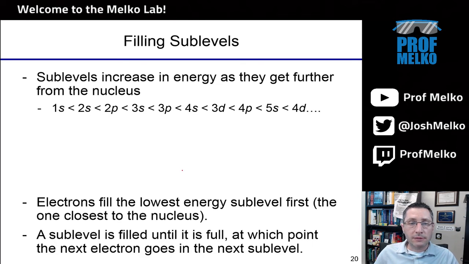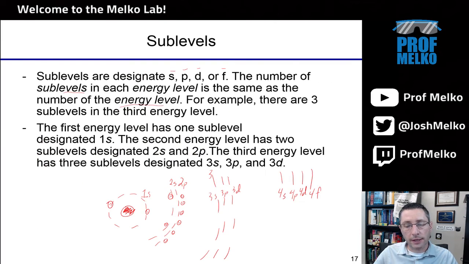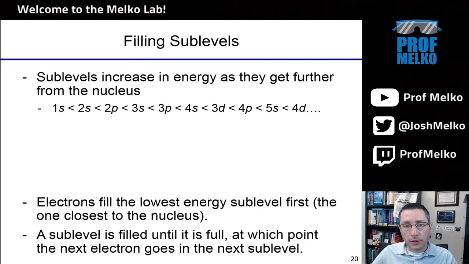Now, sublevels increase in energy as they get further from the nucleus. Okay, so remember, I drew these sublevels in a particular way in this terrible drawing down here at the bottom, getting further and further away, you're adding up energy levels 1, 2, 3, 4, but you also have 1s, 2s, 3s, 4s, etc. Turns out I didn't draw them exactly correct. That was just for my example, but they're organized slightly differently. And this is how they're organized.